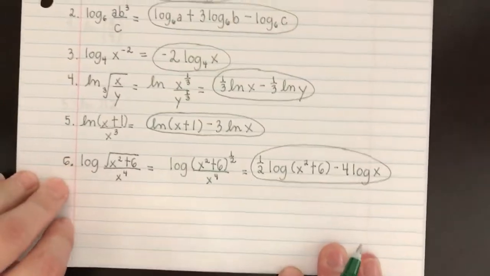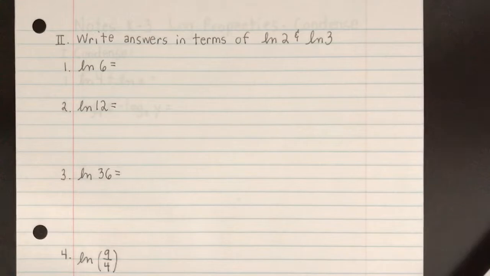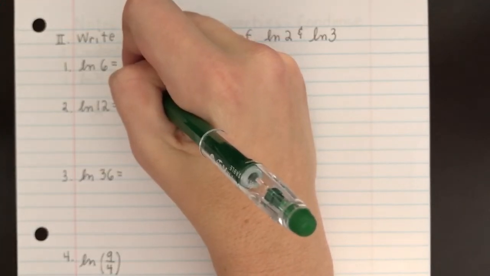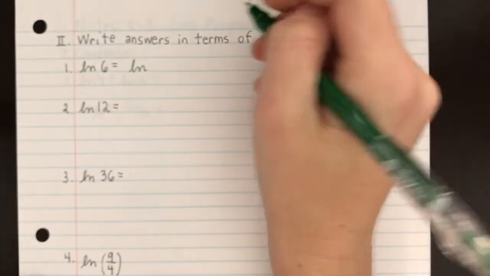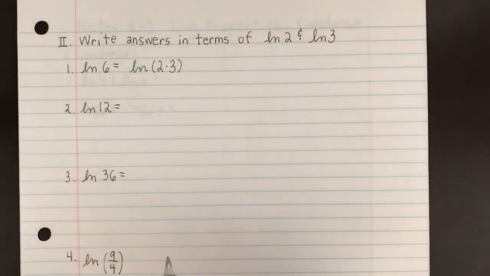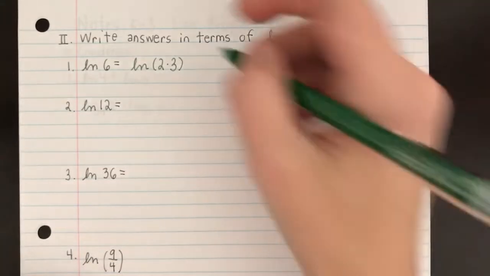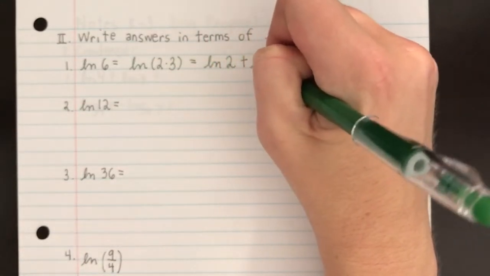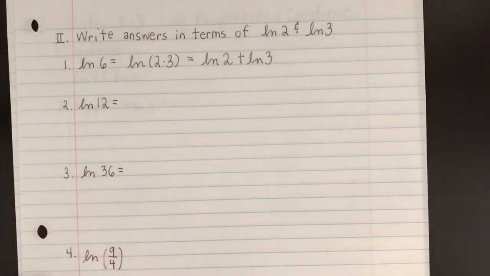Okay, now we're going to talk about one more thing. We are going to talk about writing your answers in terms of ln 2 and ln 3. So what you're going to do for ln 6 is you're going to think of natural log of 6 as natural log of 2 times 3, because 2 times 3 is 6. So then you can use your product property, and you can say ln of 2 plus ln of 3.